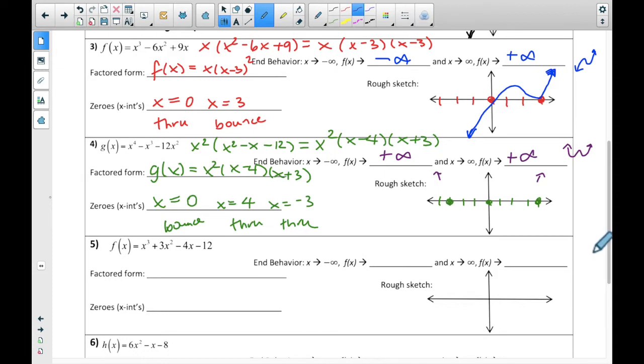Now I just have to connect everything. It goes through and then bounce and then through. So I'm going to go through, bounce, through, and I got it.